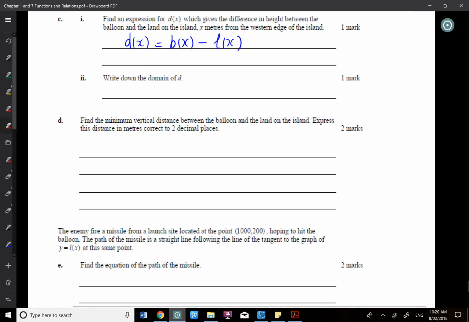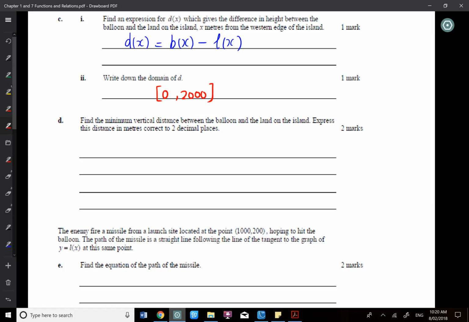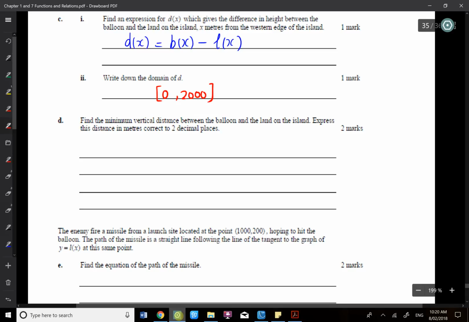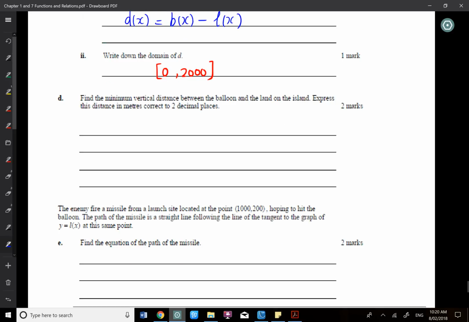So the next question is asking what's the domain for D? That is 0 to 2000. Remember the domain will be the intersection between the two graphs. So for Lx, the domain is 0 to 2000. For the balloon, it is 0 to 3000. So the intersection between them will be 0 to 2000. That will be the domain of the new function dx. So for subtraction, addition, product or division between functions, we find the intersection between each function, and that's the new domain. That's what we just learned.